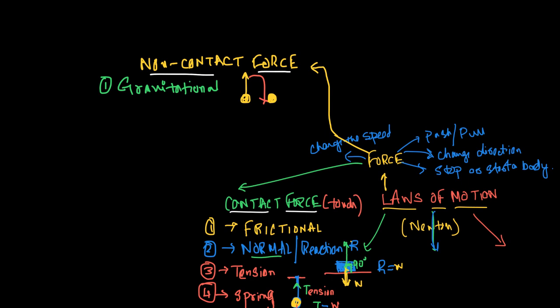So gravitational force is a non-contact force. Even if you have thrown the ball up and the ball is high, it's not in contact with the earth, right? It's in the air. It will eventually come down because of this gravitational force. The next type of non-contact force that we should know is called an electrostatic force.